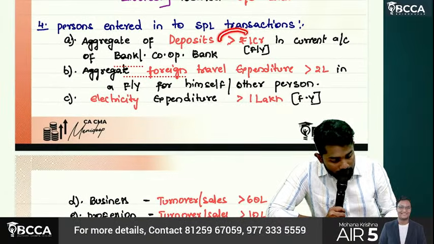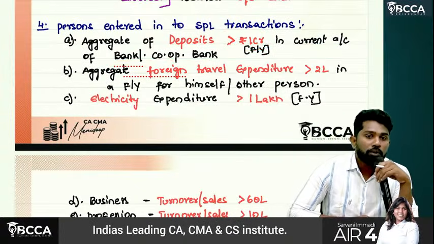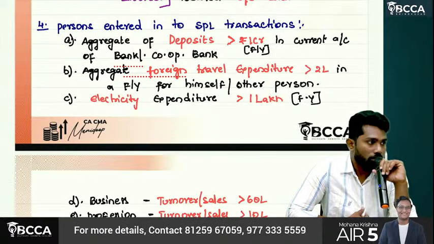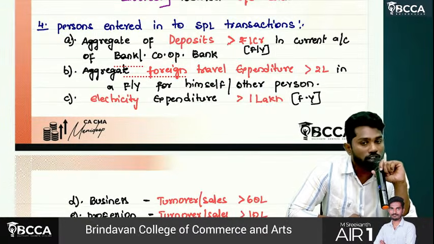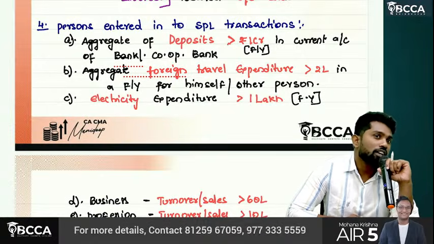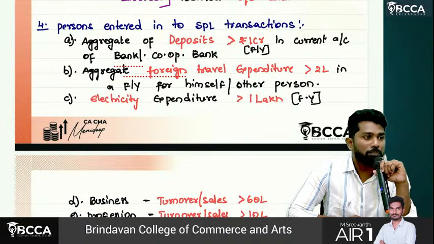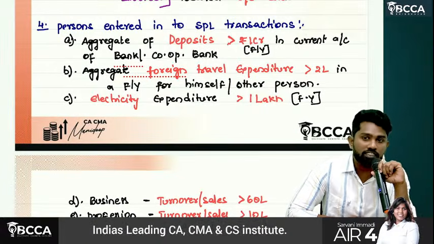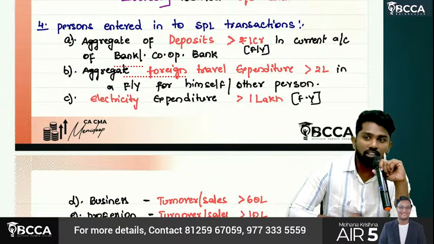Aggregate of deposits made greater than rupees 1 crore in current account of a bank or cooperative bank. Okay, your total aggregate deposits in current account is more than how much? 1 crore. Okay, sir, you have 1 crore deposits, and if you are saying your total income is less than the basic exemption limit, now the department does not want to trust you. So that's why they are asking what? First file return of income, then we'll check whether applicable or not.